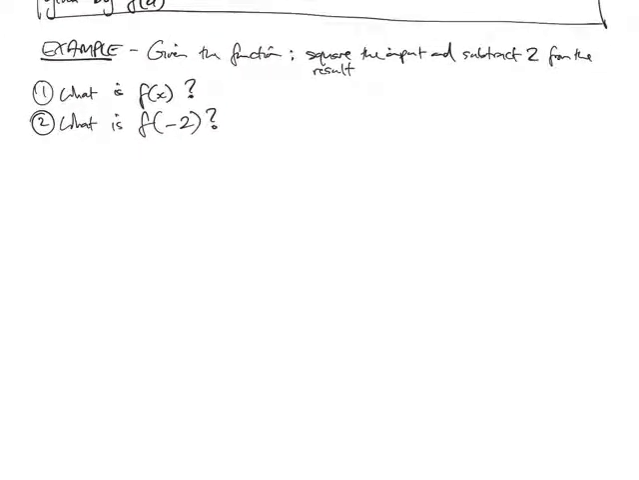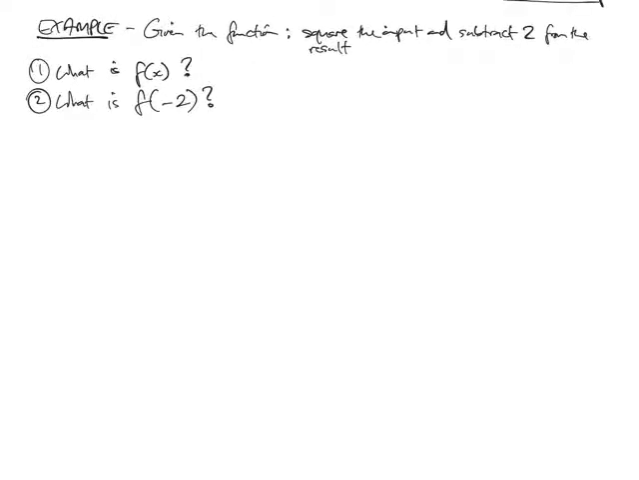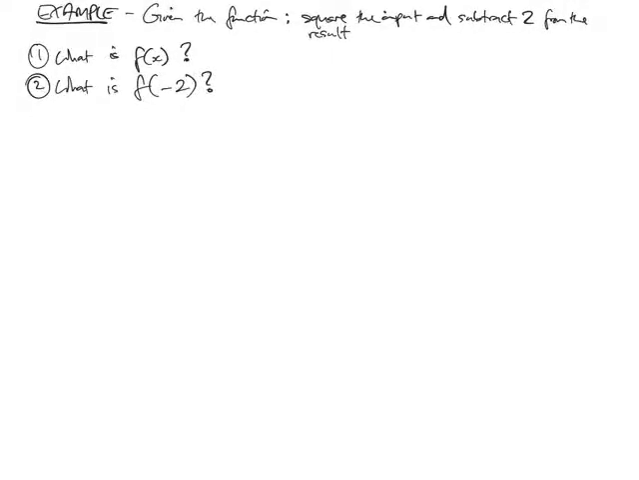Given the function of squaring the input and subtracting 2 from the result, what is f of x going to be? And then what is f of negative 2 going to be? So we know that the function is to square the input and subtract 2 from the result. So the answer to 1, f of x, where x is the input, is the input squared and take 2 from the result. So the value of the function with the input of x is going to be x squared take away 2.